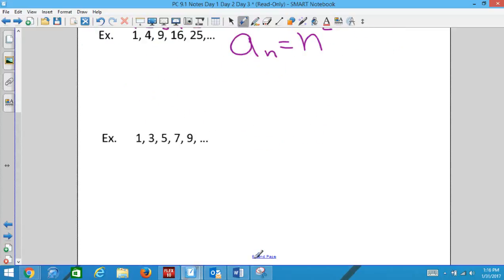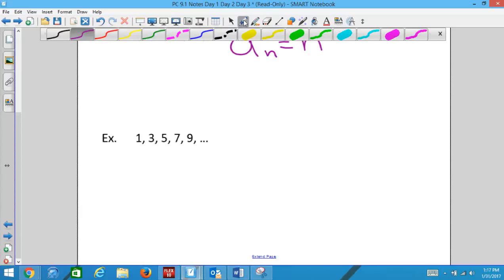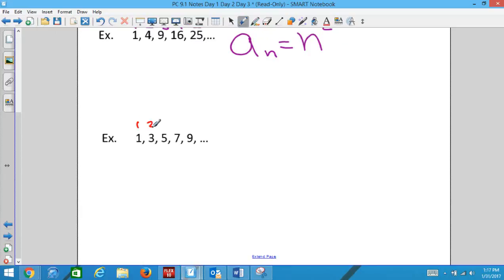Have you seen those numbers before? What kind of numbers are they? Odd. Yep, so I'm looking here and I'm saying, each time I'm adding 2. That is a constant. It's the same thing every single time. So I know that it's going to be 2n.